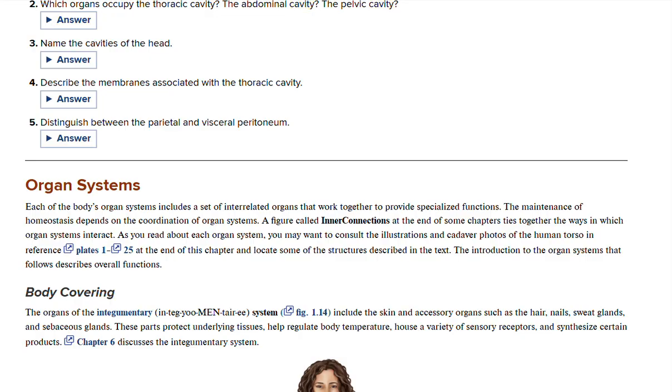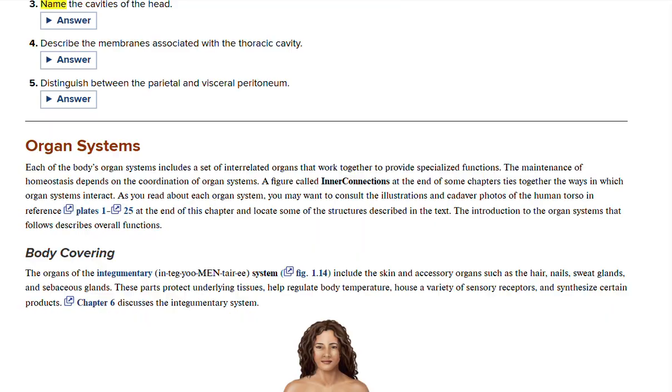Answer. Start revealed content. Heart, lungs, trachea, esophagus, thymus. Stomach, liver, spleen, gallbladder, kidneys, small intestine, most of the large intestine. Terminal end of the large intestine, urinary bladder, internal reproductive organs. Revealed content has ended. Name the cavities of the head. Answer. Start revealed content. Cranial cavity, oral cavity, nasal cavity, orbital cavities, middle ear cavities.